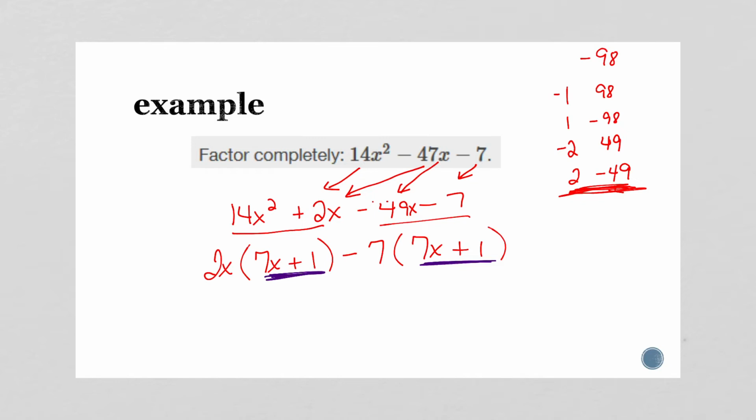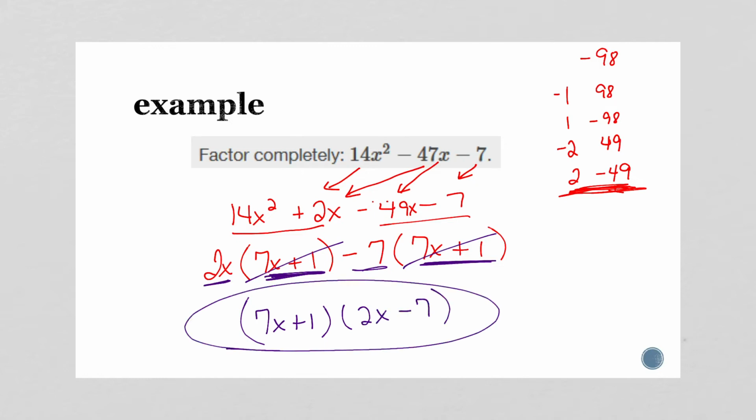But since it matches exactly, we're going to factor out the 7x plus 1s from both of these terms. So I got 7x plus 1 here. That got rid of that. And what am I left with? Look at that. We're done. We just factored it. Okay?